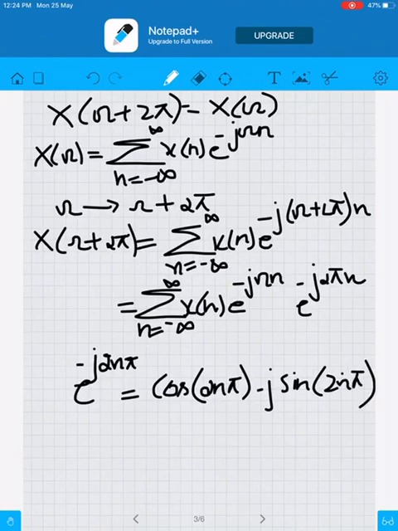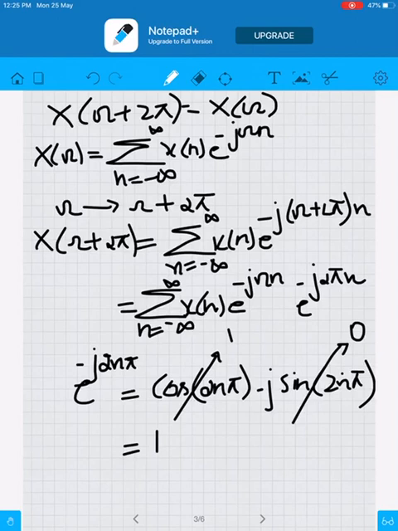If you observe, n can be 0, 1, 2, minus 1, minus 2 and so on, integers, right? Now for all that, 2n will give me an even number, and sine of any even multiple of pi is always 0, so this is 0. Cos of even pi is always 1, so this is 1, and hence 1 minus j 0 is nothing but 1.